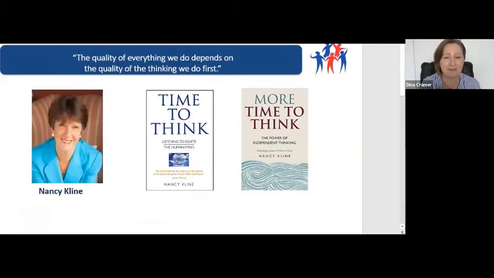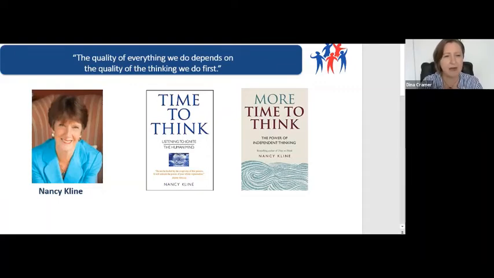These are 2 of her books I would really recommend. And if you haven't done any kind of Time to Think work, I would also recommend a workshop on Time to Think. But Nancy talks about creating thinking environments, and 2 of her practices which really worked so well in the online space were rounds and thinking pairs.